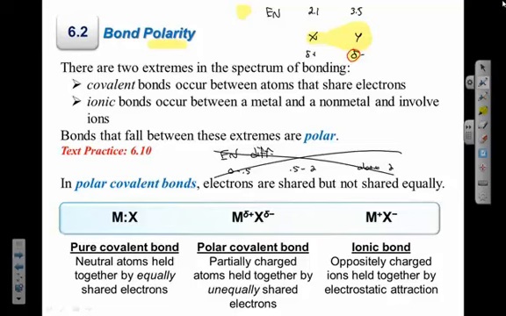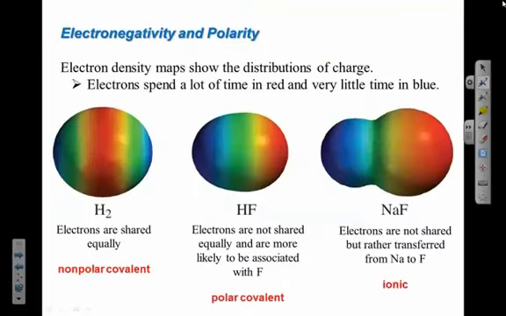Okay? Yes? So does this mean that if we don't follow this protocol here, when we're thinking about nonpolar, we're only thinking about 2 elements that are in the non-metal section? So let's talk about electronegativities. Yeah, let me answer that question.